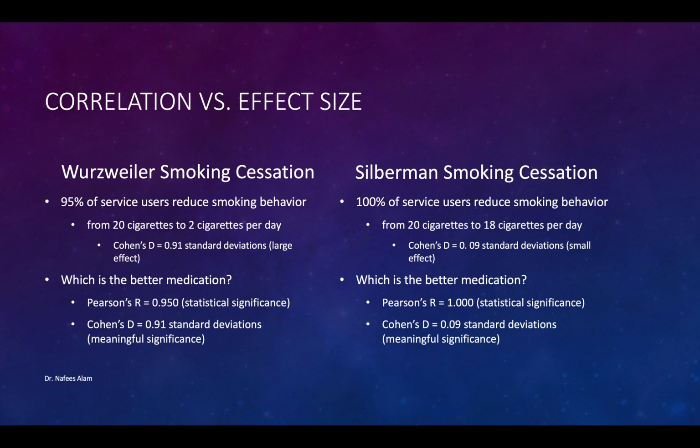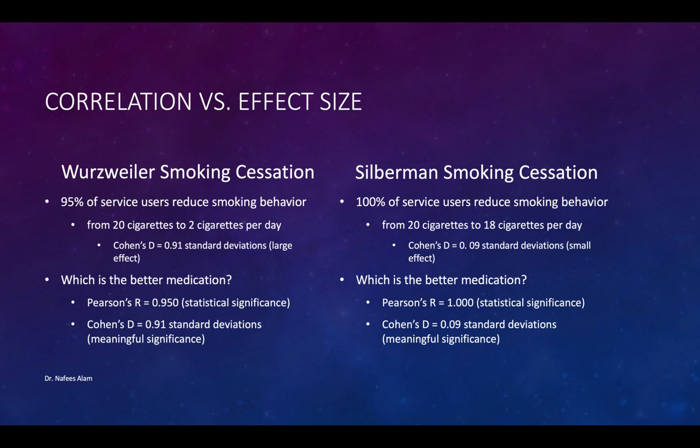But with Silberman, you, in general, go from 20 cigarettes to 18 cigarettes per day. So you're only reducing the number of cigarettes per day by 2 cigarettes, which is not that big of a deal. But with Wurzweiler, despite a lower success rate, you go from 20 cigarettes a day to 2 cigarettes per day, a reduction of 18 cigarettes per day. So you might see a Cohen's d with Wurzweiler of 0.91, which is a large effect, and a Cohen's d with Silberman of 0.09 standard deviations, I should say, which is a small effect.